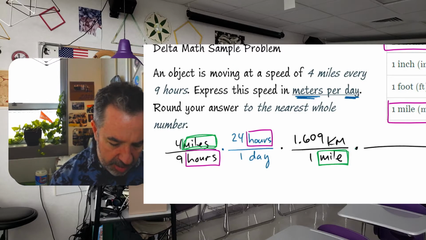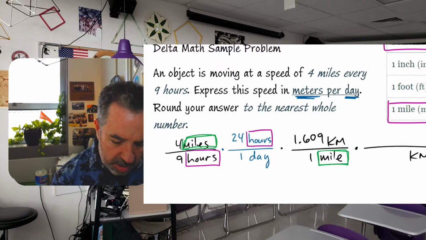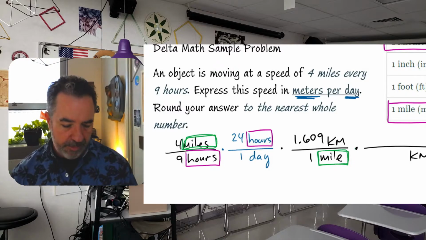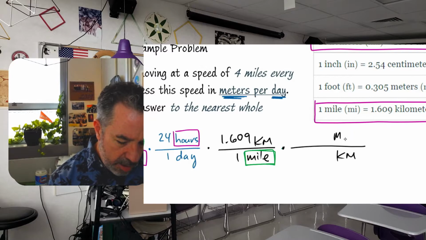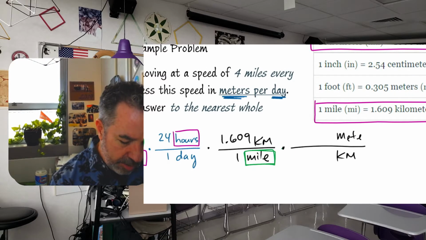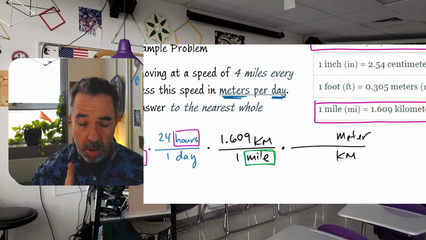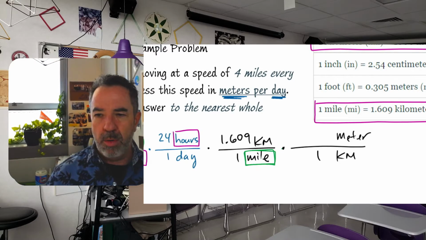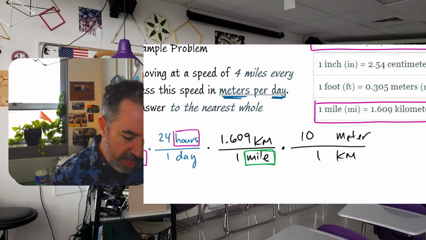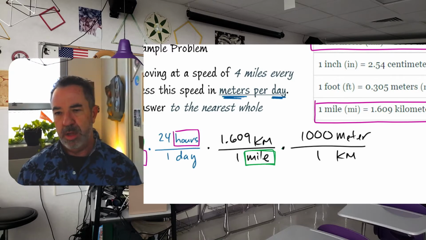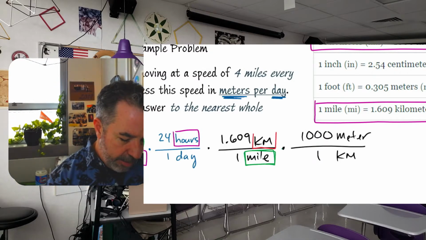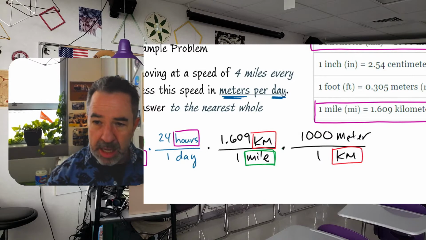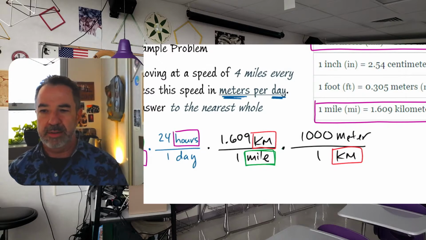I have kilometers in the numerator. I want that to go away, so I'm going to place kilometers in the denominator. And I'm going to place meters, the abbreviation is M, but I'll write the word out, meters, in my numerator. And I know that 1 kilometer is the same thing as 1,000 meters. Again, I can very clearly see on this last step that now I've got kilometers in my numerator and kilometers in the denominator, so that's unitless and it's gone.